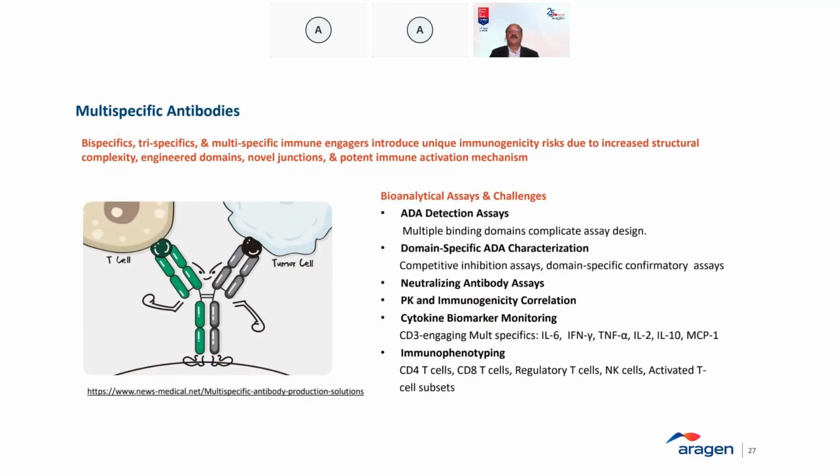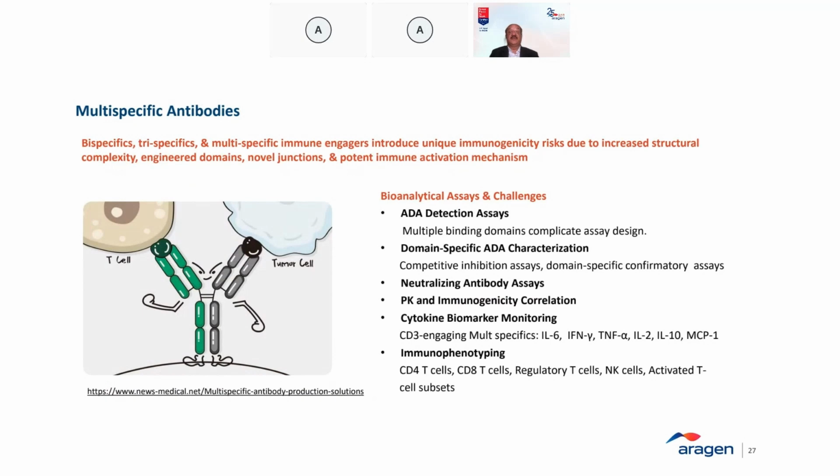Another class of molecules which are coming up in a big way are these multispecific antibodies, like bispecifics and trispecifics. Now, these are specialized antibodies. Since they have multiple domains that bind to the target cells, they generate neoepitopes. Besides that, they also directly interact with the immune cells. So the challenges associated with them are higher.